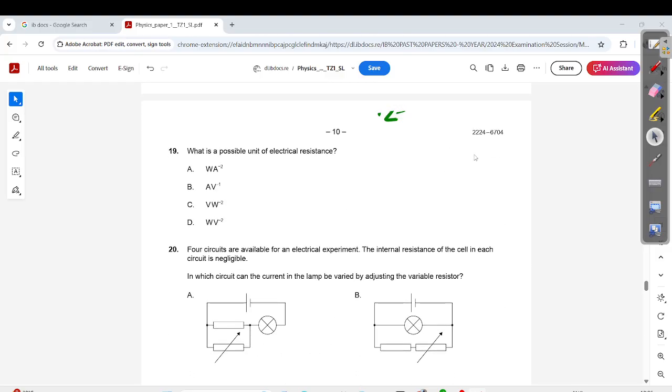The 19th is easy. What is a possible unit of electric resistance? What is electric resistance? You know what electric resistance is? V by I is equal to R, right? But here we don't have anything that connects V and I. So there is some difference. It's something related to power. So how can we write power in terms of V or something like that?